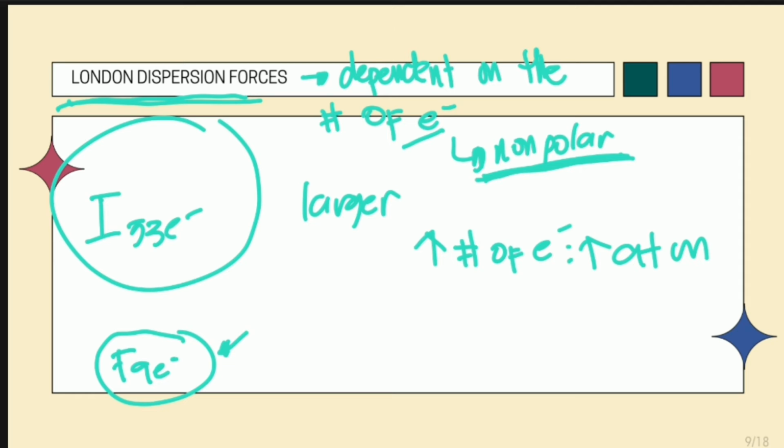And that means that that atom is more polarized. So, kapag mas marami siyang number of electrons, mas malaki yung atom, plus mas polarized siya. More polarized. Kasi, mas malaki yung nadidistort. Mas maraming electron yung nadidisturb o nadidistort. Kaya, more polarized. So, that's it.